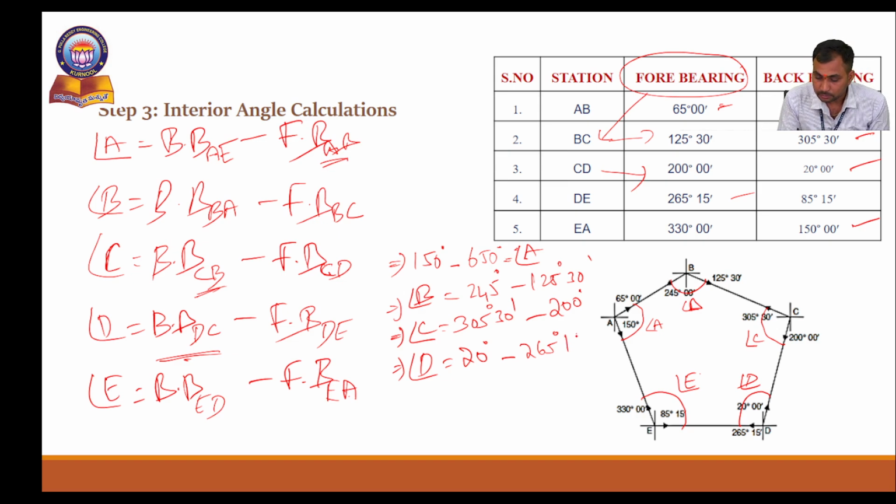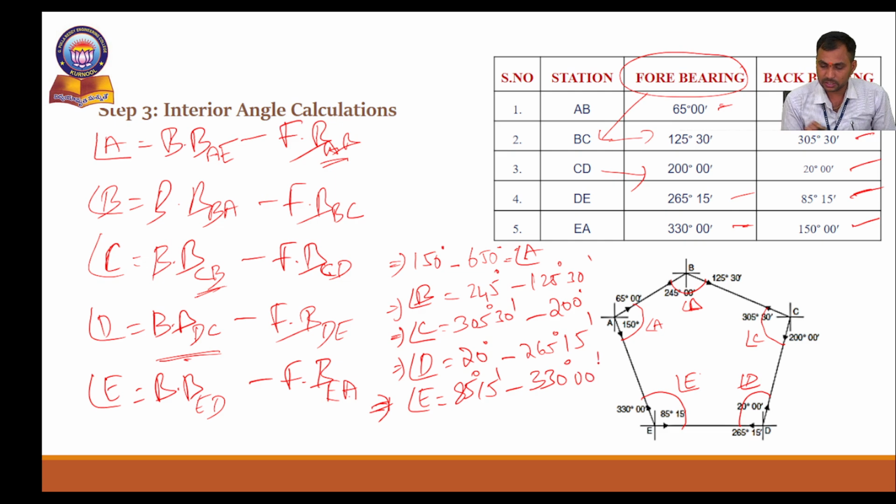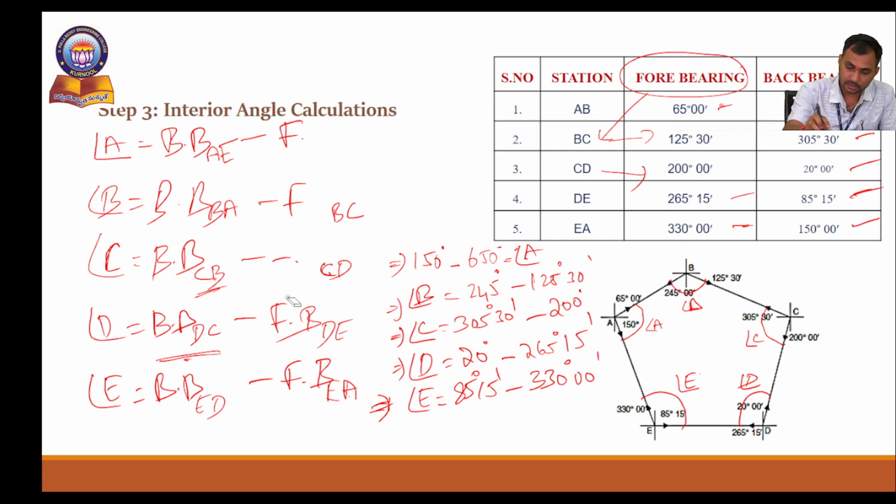Right. Next, the last one. Interior angle E is the back bearing of E. What is the back bearing of ED? 85 degrees 15 minutes, minus the forebearing of E, which is EA, 330 degrees 00 minutes. Now we will calculate what values will come for this.